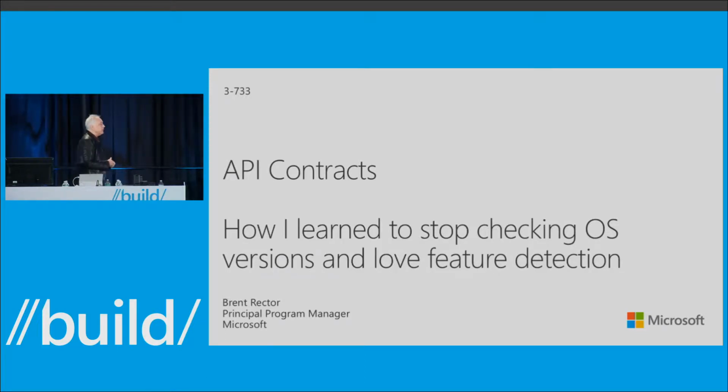I'm going to spend a lot of time running you through our thinking, how we got there, and convince you that checking for OS version and inferring that you can use something is just totally the wrong way to go, which is why the subtitle here, How I Learned to Stop Checking OS Versions and Love Feature Detection. API contracts are more or less equivalent to features in some sense.